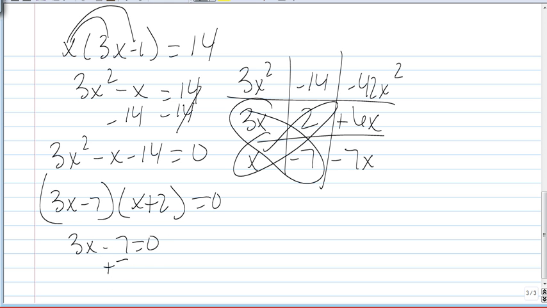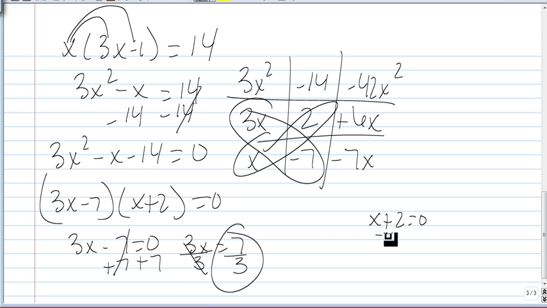So here I'm going to add 7 to both sides, and then I have 3x equals 7, and then I'm going to divide both sides by 3. So my answer is x equals 7/3. And then x plus 2 equals 0, minus 2 from both sides. So x equals negative 2. So your answers are x equals 7/3 and x equals negative 2.